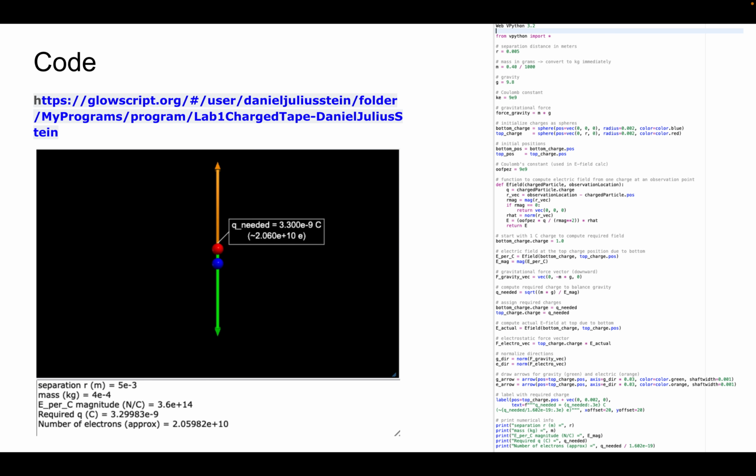We used Lab 1, which introduced the point charges and the arrows. Basically, all we did was use our old electric field function, and we made some new values: gravity, mass, separation distance, force of gravity, and we calculated the electric force, for example the gravitational force vector, which was down, and the required charge to balance gravity. And then we calculated it, and we made the arrows into the positive and the negative.